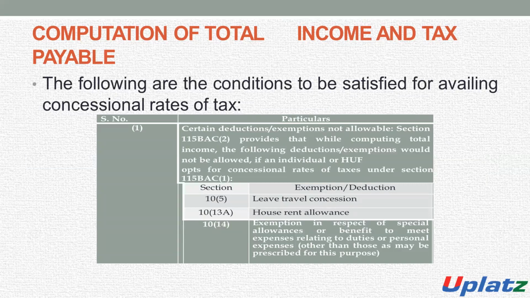So there are some conditions which are required to be fulfilled so that the assessee can apply the concessional rate of income tax. Number one, certain deductions and exemptions are not available. Certain exemptions and deductions are not available when the assessee wants to avail the concessional rate of tax. Section 115BAC subsection 2 provides that while computing the total income of the assessee, the following deductions and exemptions shall not be available.